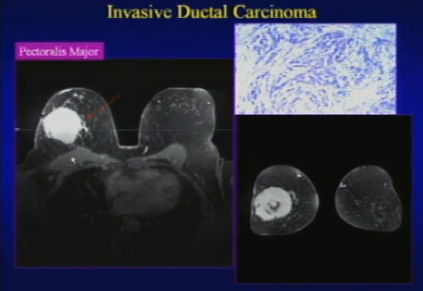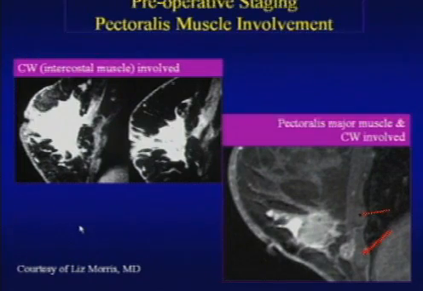Therefore, you cannot call this invasion of the pectoralis muscle. That's in contradistinction to this case. This patient presented a large cancer, and again, here you can see now there's enhancement of the pectoralis muscle.